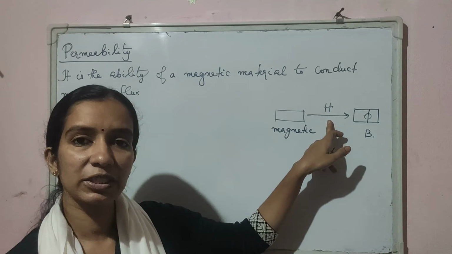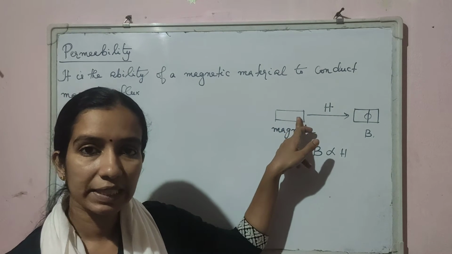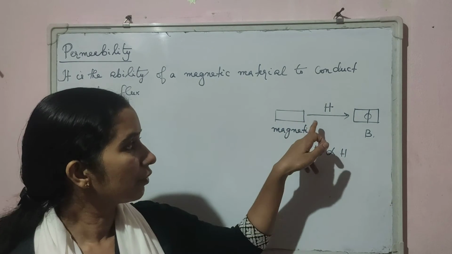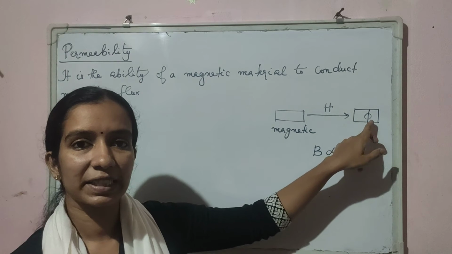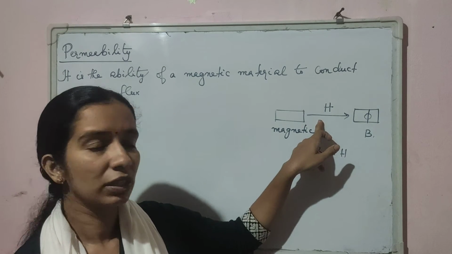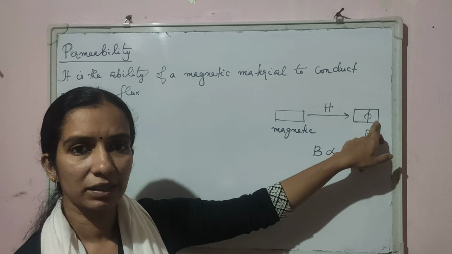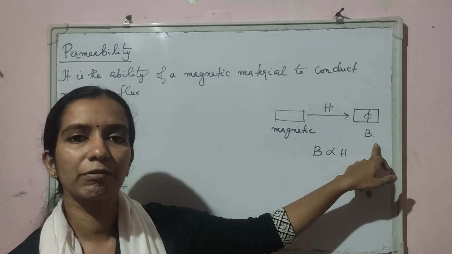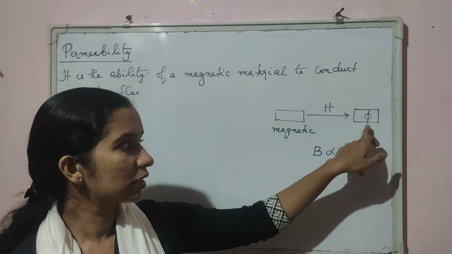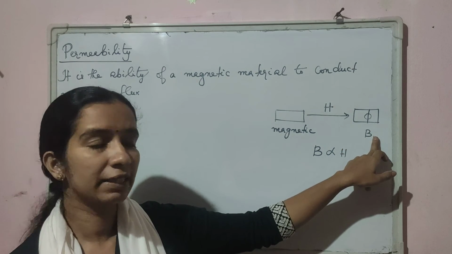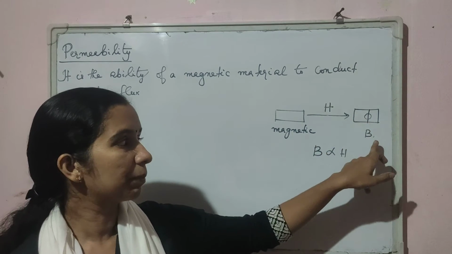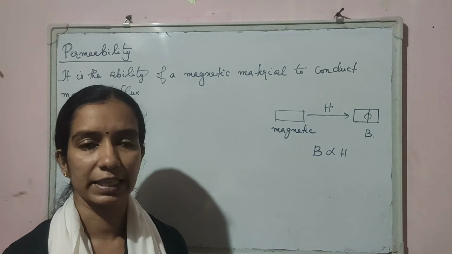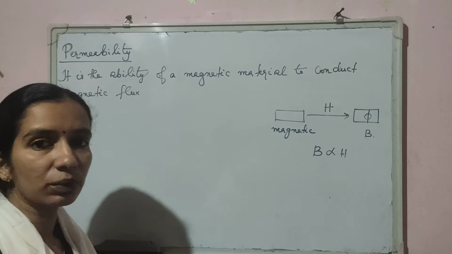The force with which an already magnetic material can magnetize another material is known as H. So when this material tries to magnetize this material with a force H, a flux will be set up in this material, and if a flux is there, then a flux density will be there, flux per unit area. Now this flux as well as the flux density depends on H. This will be proportional to the force with which it is getting magnetized. So B is proportional to H.